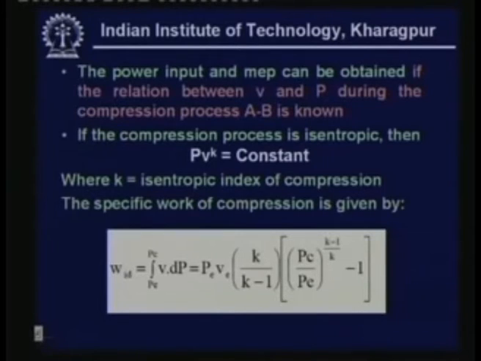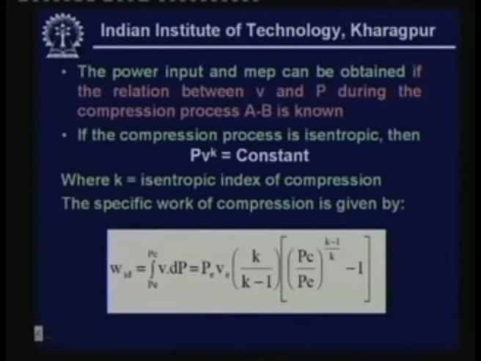If the compression process is isentropic, then we know that this process can be represented by the equation PV to the power of k is constant, where k is the isentropic index of compression. As you have seen, WID, that is the specific work of compression, is integral VdP. As I have already mentioned, if you want to perform this integration, you have to know the relationship between V and P during the compression process. The compression process can be anything: isothermal, isentropic, or polytropic, and the relationship between V and P varies depending upon the type of the process.